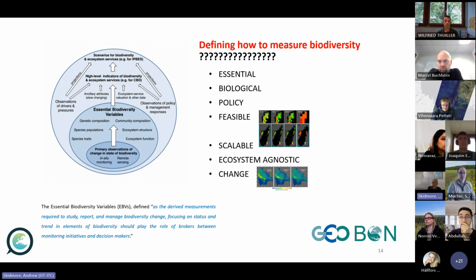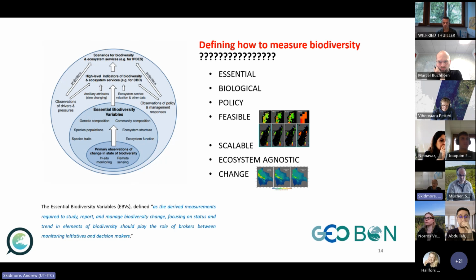So some of the key words here are that they should be essential, they should be biological, they should be policy relevant and feasible. So you should be able to calculate them. Ideally, they should be scalable. So an example of a scalable EBV would be something like leaf area index. You can measure leaf area index at like 1 centimetre, and you can also measure the leaf area index of the globe. So it's scalable across huge ranges. They're the ideal ones, especially to calculate and use.